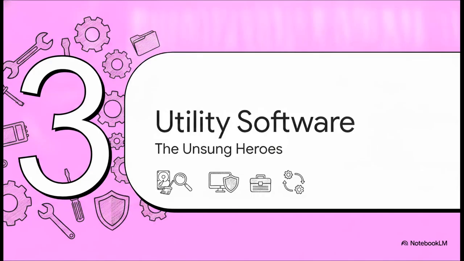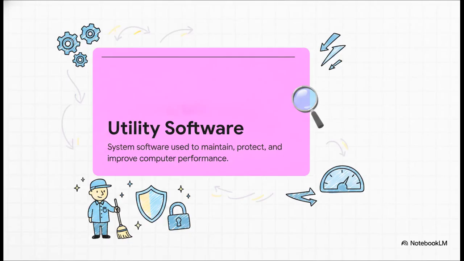Which brings us to Section 3, unsung heroes, utility software. So what about the folks keeping the building clean and safe? Enter utility software. This is technically a subcategory of system software, but it totally deserves its own spotlight. Utility software functions as the janitorial and security staff of the computer. Its entire purpose is to maintain, protect, and improve the overall performance of your machine. It works tirelessly behind the scenes to keep the whole operation running smoothly and securely, basically making sure your applications have a pristine environment to work in.